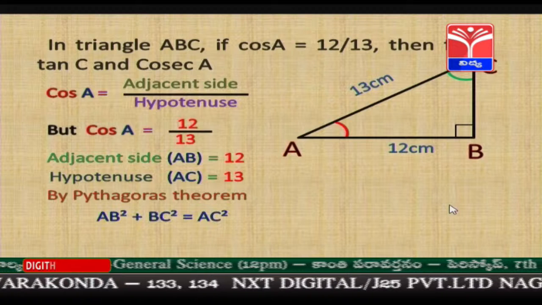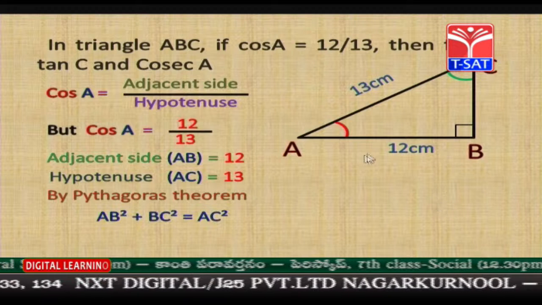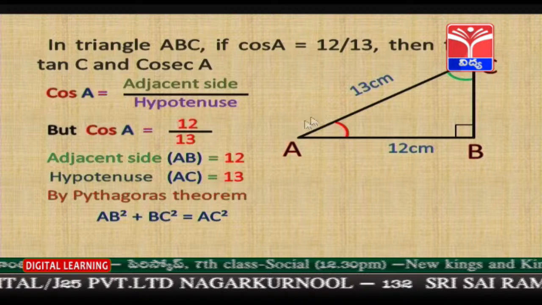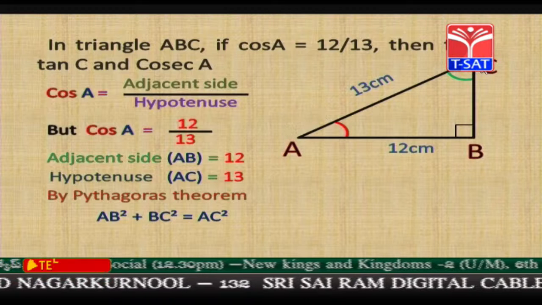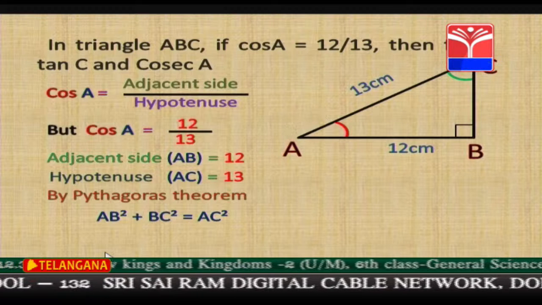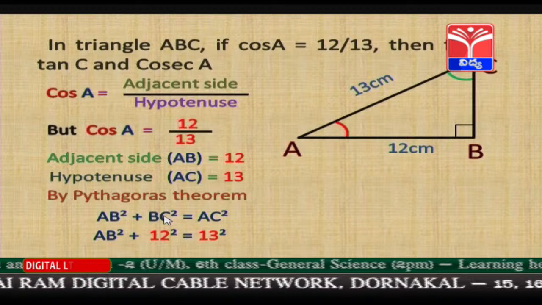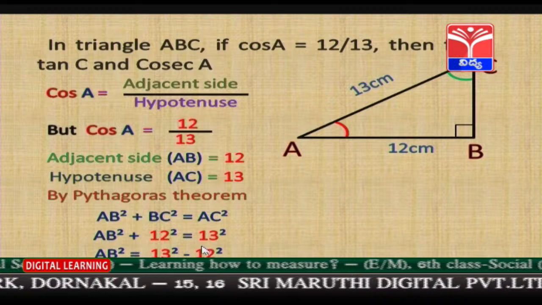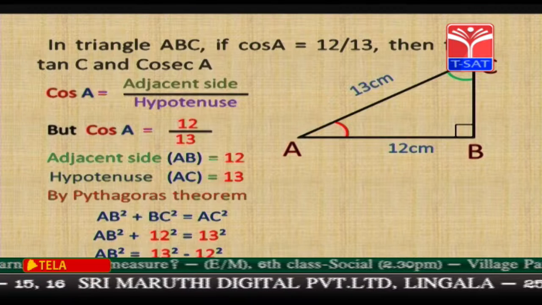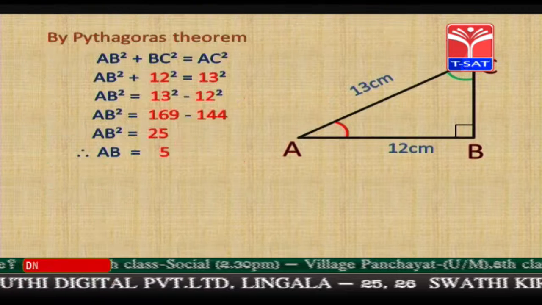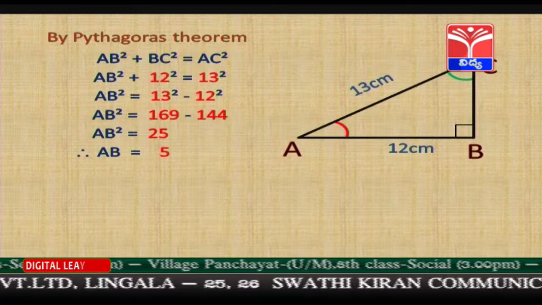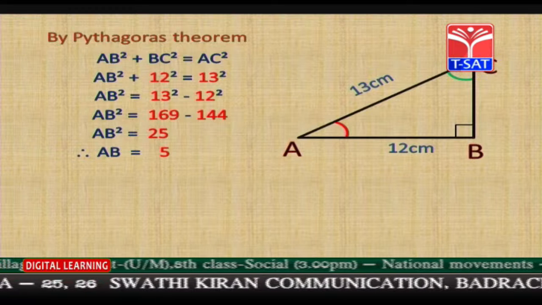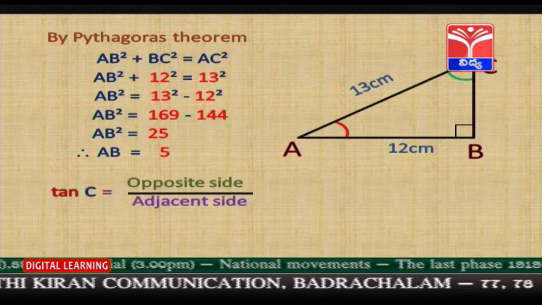So, here I use the Pythagoras theorem. By Pythagoras theorem, AB square plus BC square is equal to the square of the hypotenuse, that is AC square. So, by this I can say AB square plus 12 square is equal to 13 square. AB square is equal to 13 square minus 12 square. What happens? See, AB square is equal to 169 minus 144. AB square is equal to 25. AB is equal to 5. BC is how much? 5 centimeters.